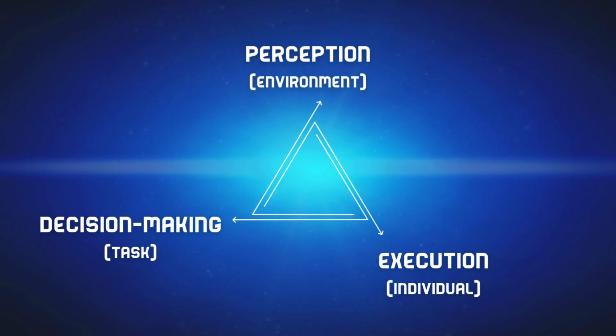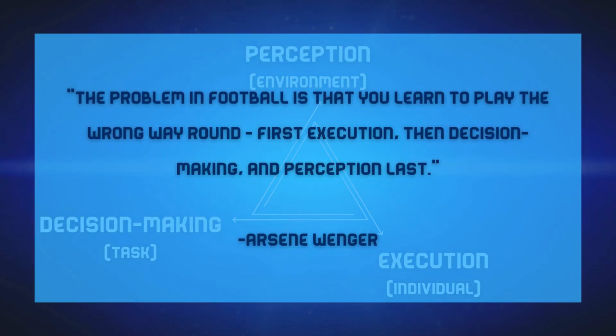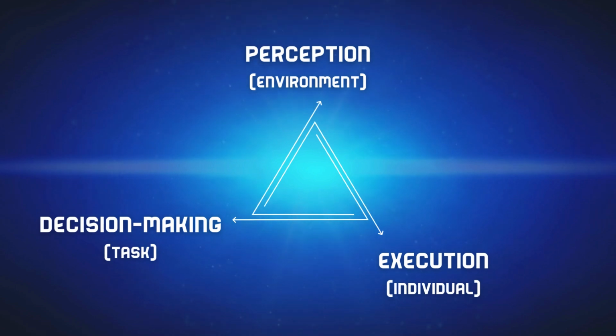According to Arsenal legend and current head of player development for FIFA, Arsene Wenger, the problem in football is that you learn to play the wrong way round. First execution, then decision making, and perception last. This process of perceiving, decision-making and executing is connected and occurring every second of every game, whether or not the player is consciously aware of it.